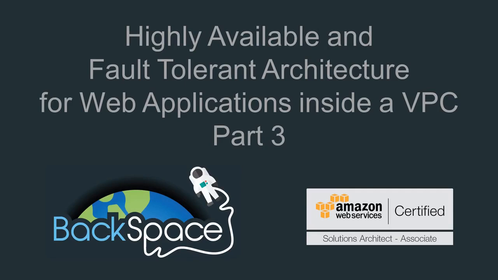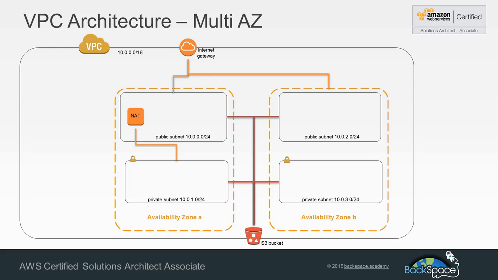Welcome back to part 3 of the Backspace Academy lab on highly available and fault-tolerant architecture for web applications inside of VPC. In this lesson we're going to look at creating public and private subnets in a second availability zone. And once we've done that, we're also going to look at creating custom access control lists for our public subnets and our private subnets.